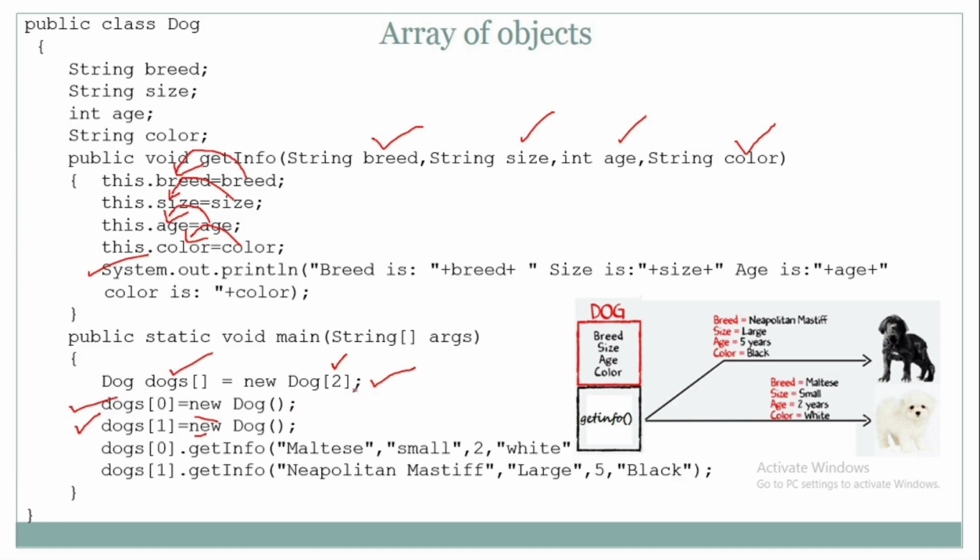If there are more than two blocks of memory, then we can make use of a for loop to assign memory to each block. As you can see, now the memory is allocated. Now I can say this dogs of 0 is an object. Now I'll be calling this getInfo method by passing these values as parameters. Here the actual parameters are copied to the formal parameters, and finally I'm going to display the values. That's it.